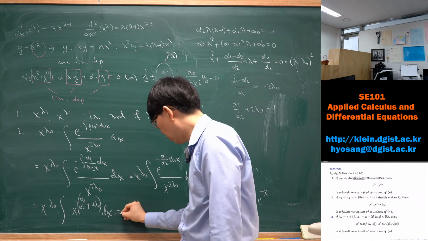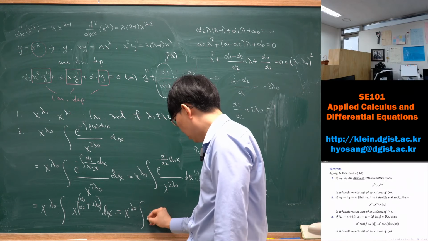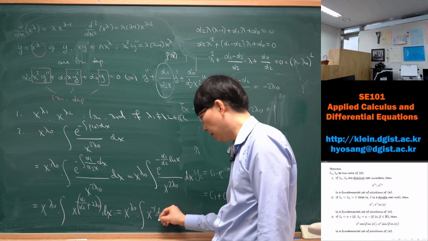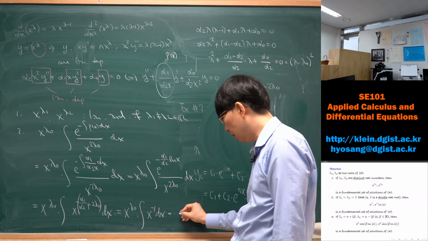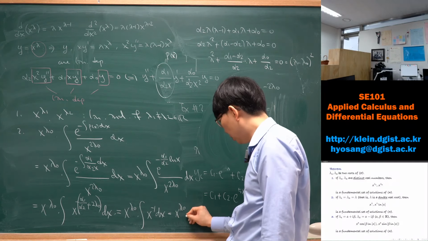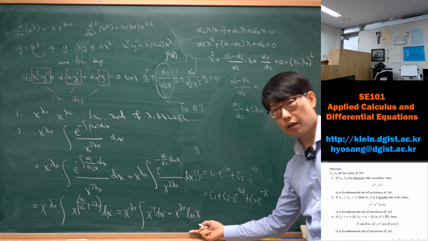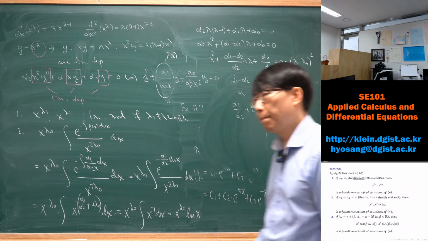So we have x to the lambda 0 times the integral of x to the negative 1 dx. So it's basically 1 over x. When you take the integral of 1 over x, it's ln x. So x to the lambda 0 times ln x. So that's the second root. That's how we get the second part of the theorem.